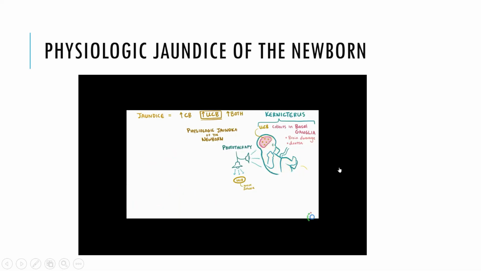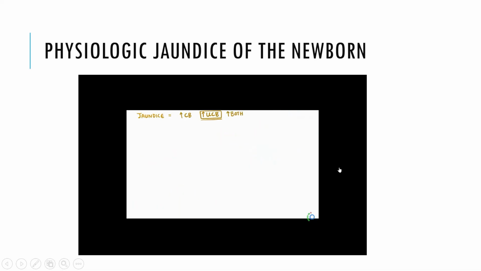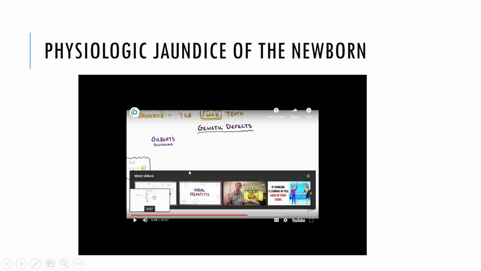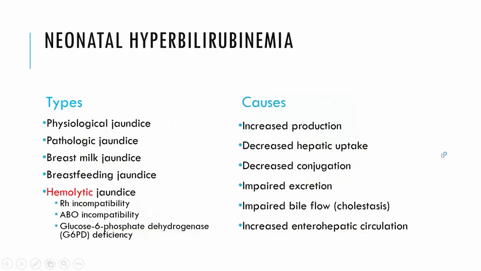Another potential case where not enough unconjugated bilirubin can be conjugated is through hereditary defects. One case is called Gilbert syndrome. Okay, we're not going to go into those genetic defects in this lecture. We'll save that for another time. But I thought that was a nice little overview of physiological jaundice.